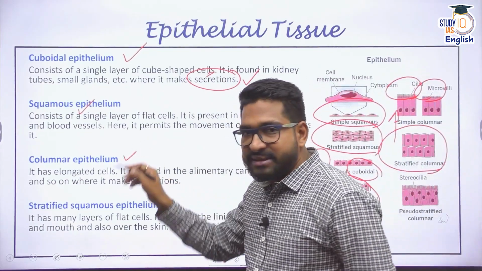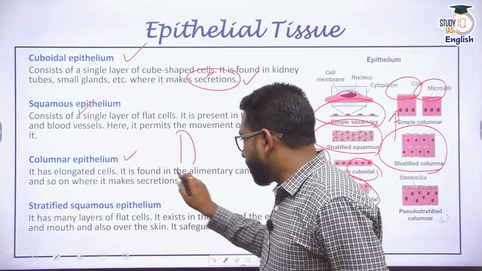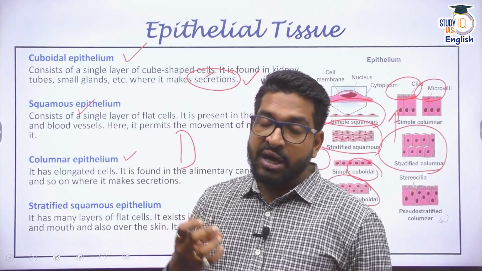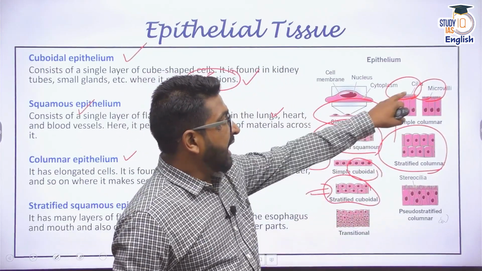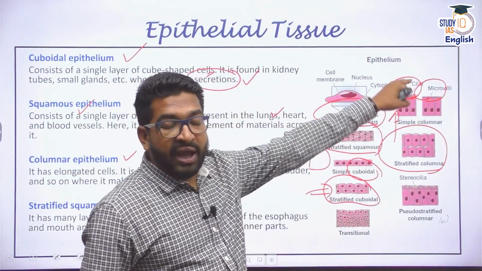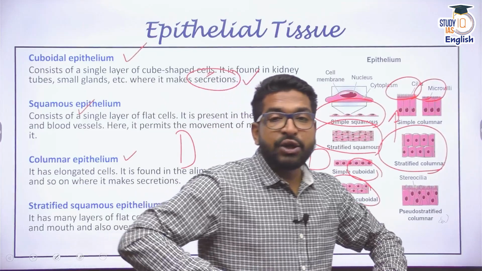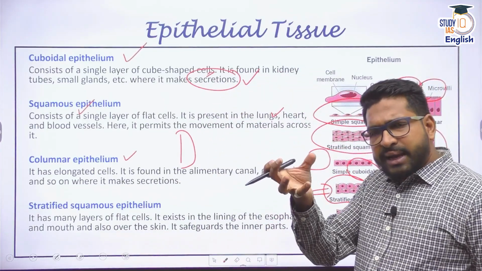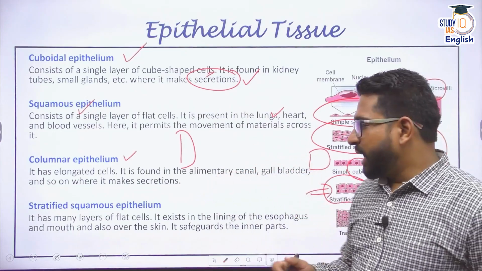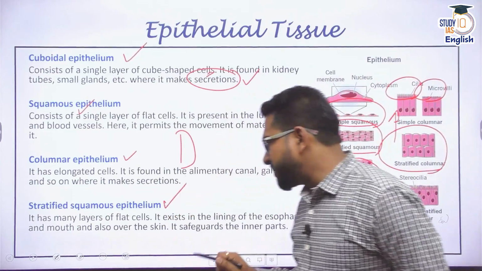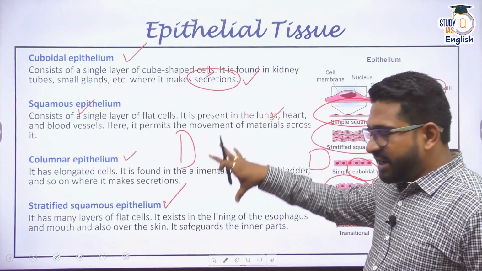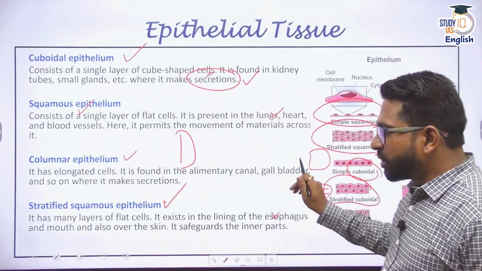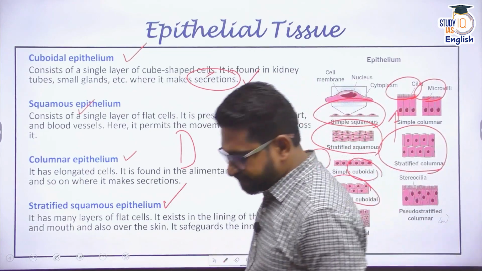Columnar epithelial cells are in the form of columns, they are elongated. They are normally found in your alimentary canal, in your GI tract. In fact, the columnar cells having microvilli can be found in your small intestine. Right? They absorb stuff, they also secrete. Apart from that, there is stratified squamous epithelium. These are stratified, that means squashed cells, but stratified. You can find them in your esophagus and your mouth.